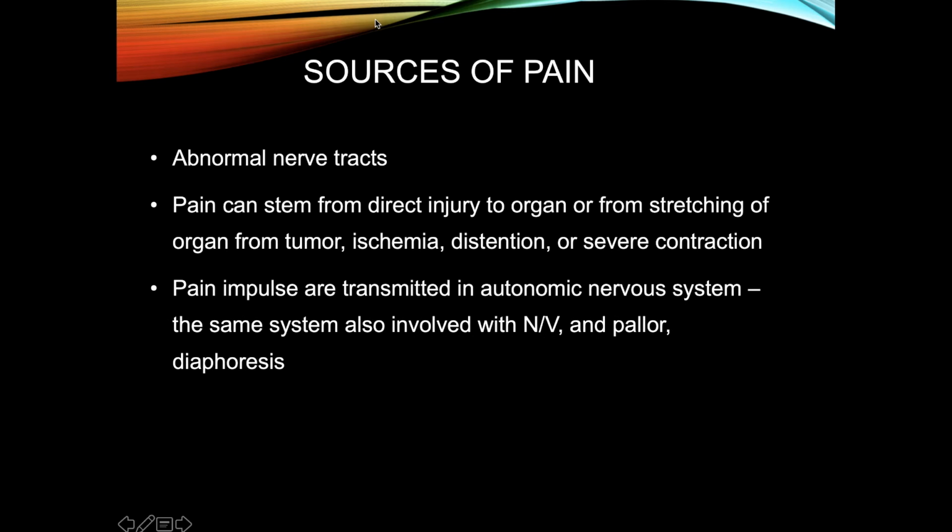Pain impulses are transmitted in the autonomic nervous system, the same system that's involved with nausea, vomiting, pallor, and sweating, which is diaphoresis. So that's why you'll see people in a lot of pain end up with these symptoms as well.